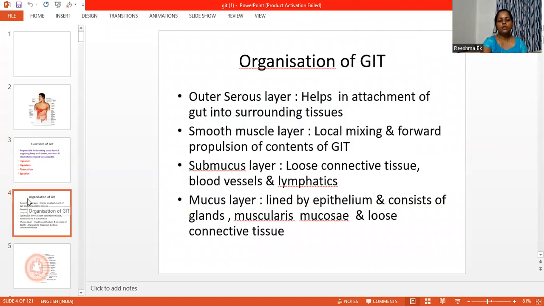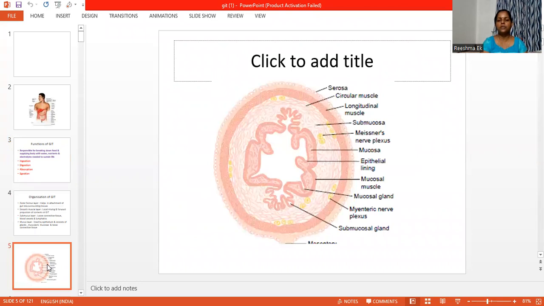So next is about the organization of the gastrointestinal tract. This diagram is the cross-section of the gastrointestinal tract. This is actually the cross-section of the small intestine. When we take the cross-section of the small intestine, the outermost layer is the serous coat or serosa, otherwise known as the serous layer.